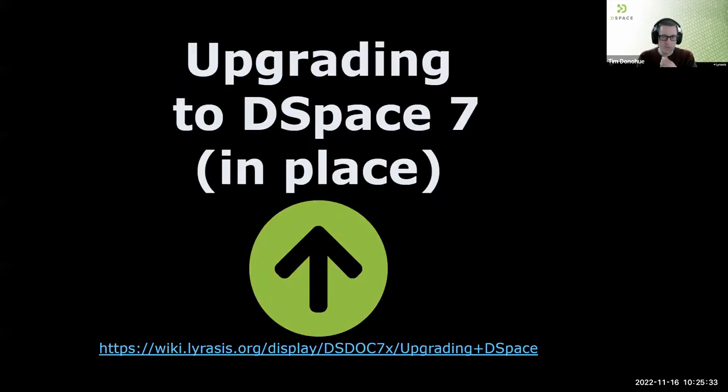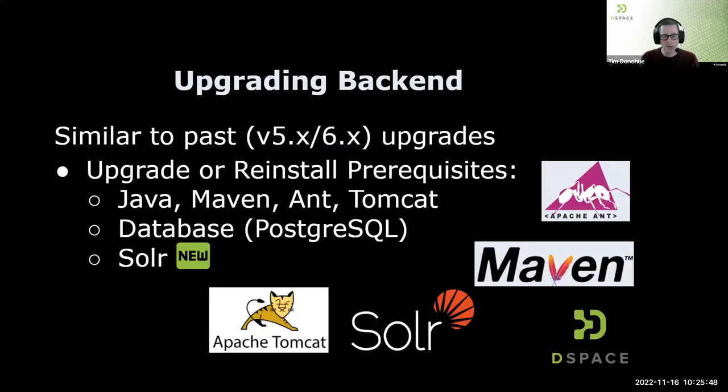The second way is doing that upgrade in place. These instructions are going to go a lot quicker because it's very similar to that installation process, but there is detailed documentation of that upgrade in place, again, in the wiki there at the bottom. Upgrading the backend is very similar to that installation of the backend. You basically just want to upgrade or install all your prerequisites, make sure they're all up to date based on what is required for DSpace 7, but it's very similar to in the past as well.